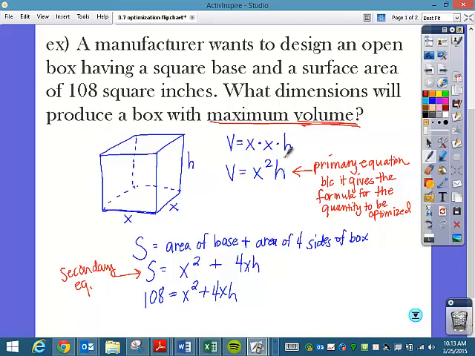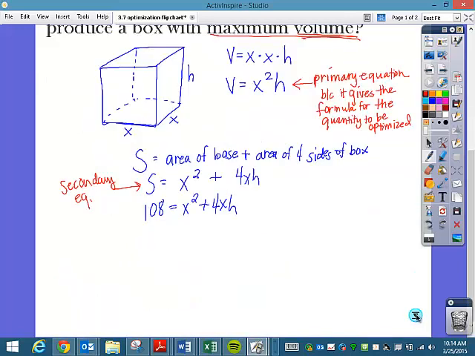We want to get this all in terms of either h or in terms of x, so that way we can try and solve for one of them. But if we have two variables in there, then it's just a mess. So what we're going to do is take our secondary equation and try and isolate one of its variables.